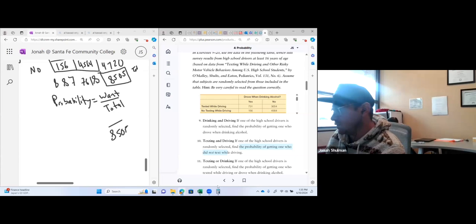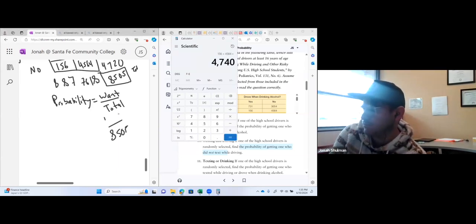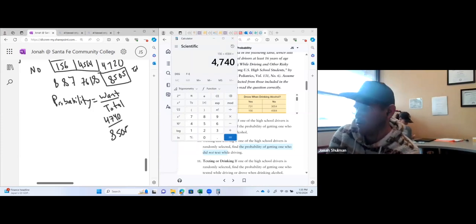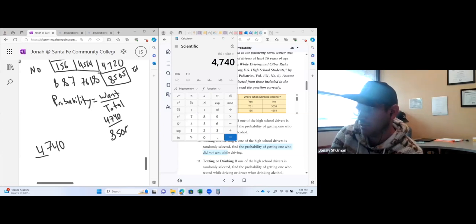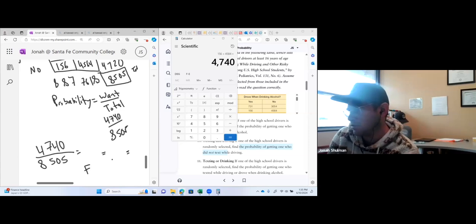So the no text while driving is these two added up. 156 plus 4584 is 4740. Now, this is our answer, but I'm always going to push you guys because I don't know what it's going to have on your test. So we're always going to do the simplified fraction, the decimal, and the percentage.